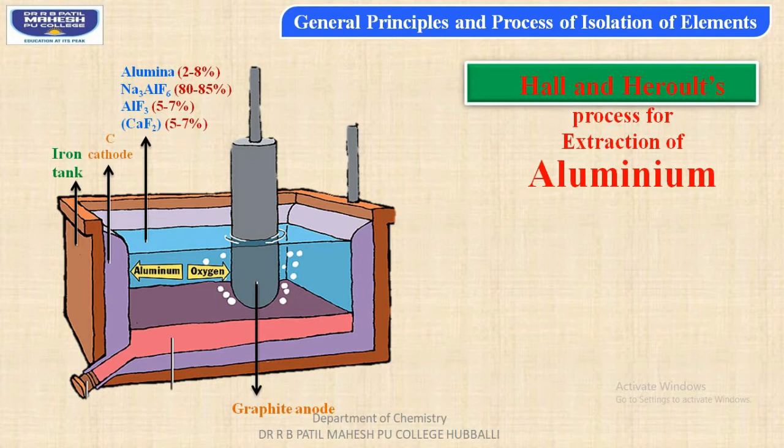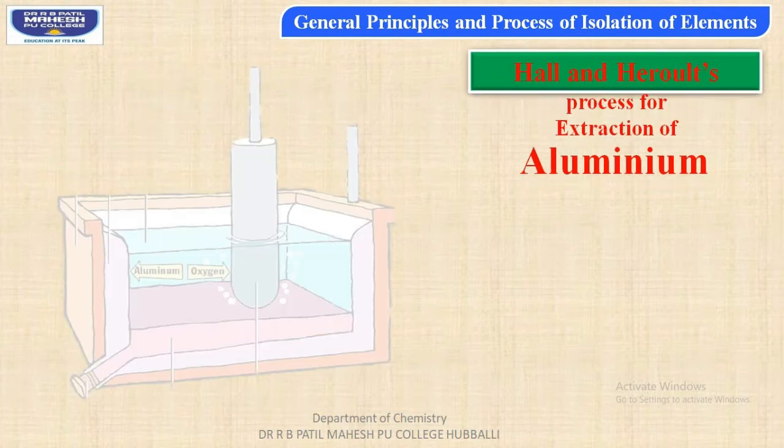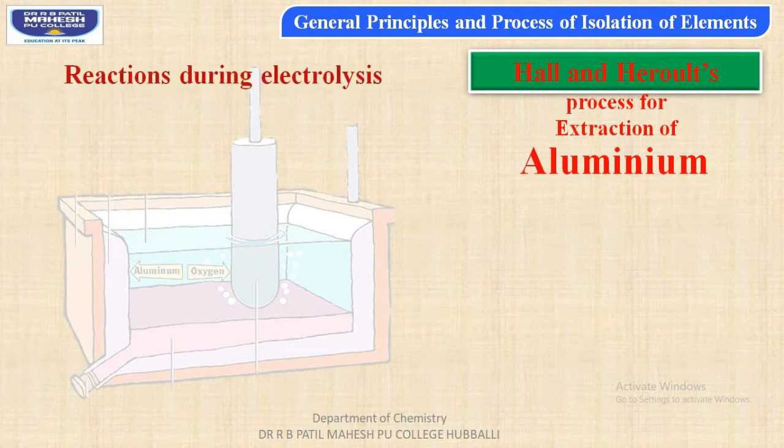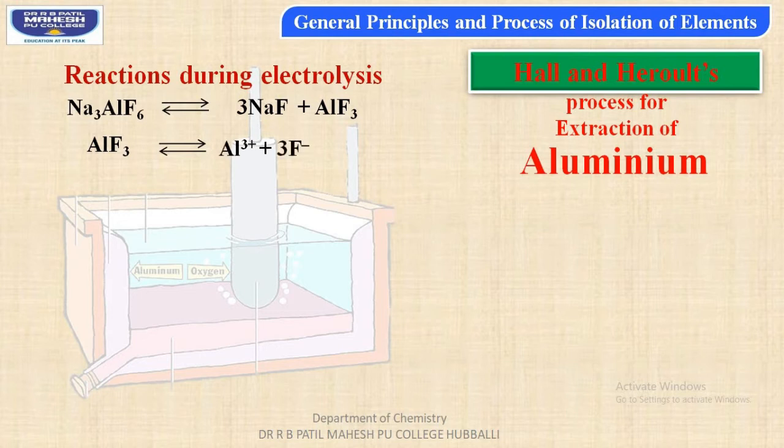in the electrolytic mixture. Once we pass the electric current in this cell, we can observe the following chemical reactions. The first one: trisodium hexafluoroaluminate reversibly decomposes into sodium fluoride and aluminium fluoride, and this aluminium fluoride ionizes into aluminium cation and fluoride anion.